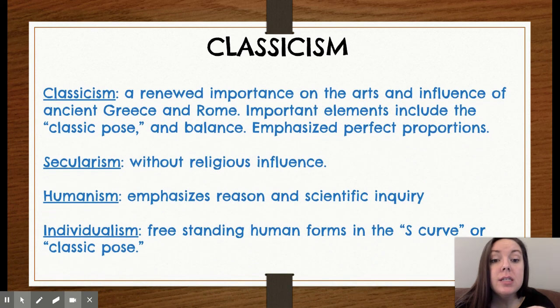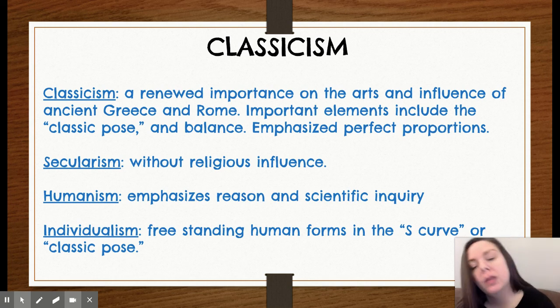Classicism. So this is the renewed importance of the arts and influence of ancient Greece and Rome. So the important elements include a classic pose, we'll see that here in a second, and emphasize the perfect proportions of the human body. We also have secularism. So there are paintings that are happening without religious influence. The most famous paintings from the Renaissance are still religious. That's because the Catholic Church was a big patron. They were paying for lots of art. But there were still secular paintings happening for the first time, like you were paying to get family portraits done.